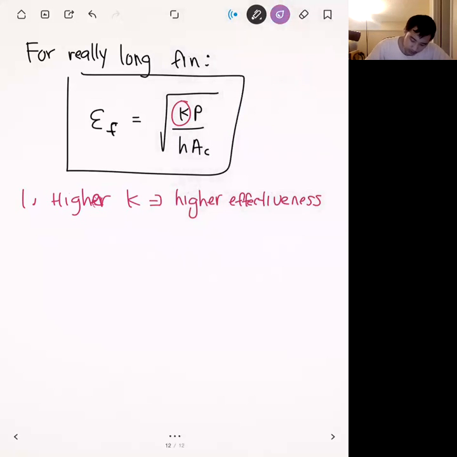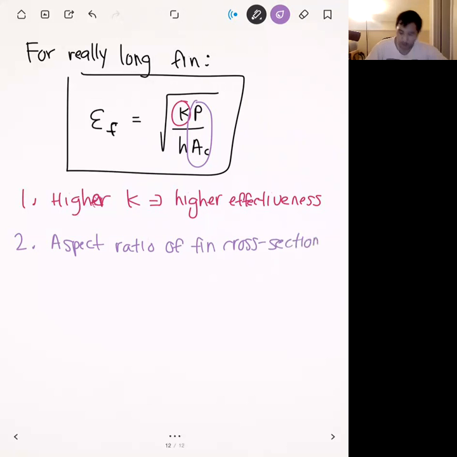All right. The next thing I want to talk about is P over A_c. This has to do with the geometry. You can almost think of this as the aspect ratio of our fin cross-section. This was the homework problem. What we saw in the homework was that if you have a fin cross-section that's relatively thin, or in other words, something with a higher perimeter relative to its cross-sectional area, then this is going to make for an effective fin.